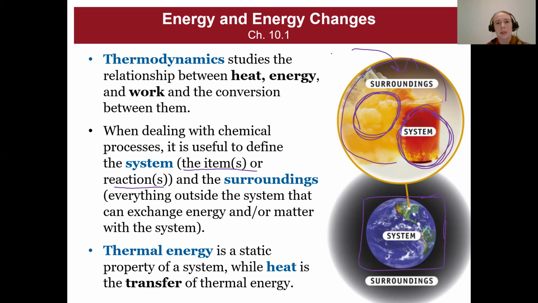And there's a designation here that is important: thermal energy versus heat. Thermal energy is a static property of the system. Thermal energy is the energy related to motion of molecules inside a system. So thermal energy is at one point in time, while heat is the transfer of thermal energy. So heat is a transfer, not a single state.